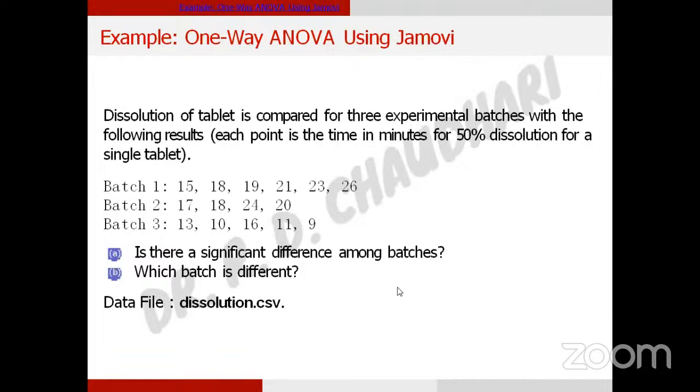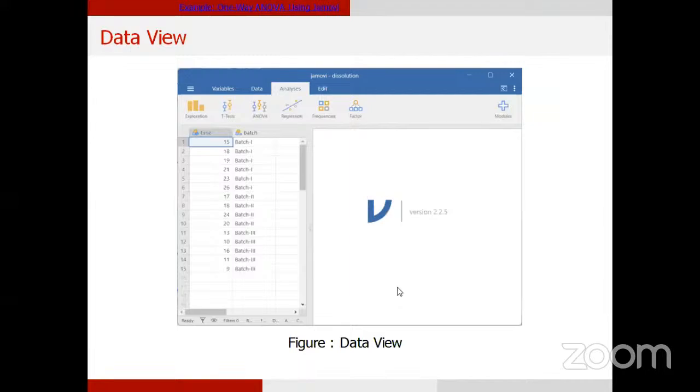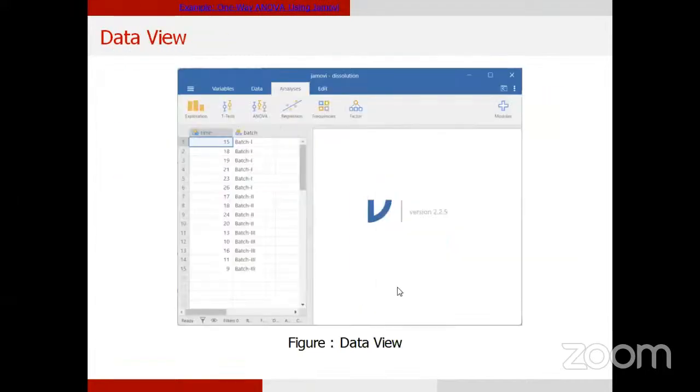The data set is dissolution.csv. We follow the same procedure: open JAMOVI, open the menu, and open this data set. The dissolution.csv file has the time and batches. Here you see the time of 50% dissolution of the tablet, and the batch 1, batch 2, batch 3 data are displayed.